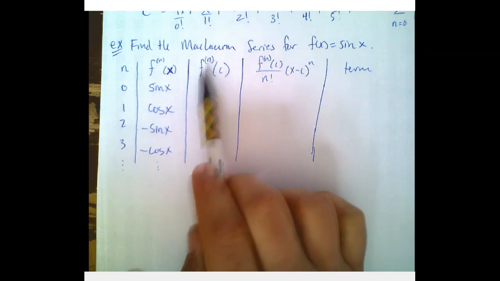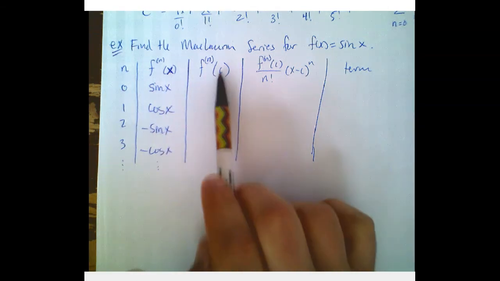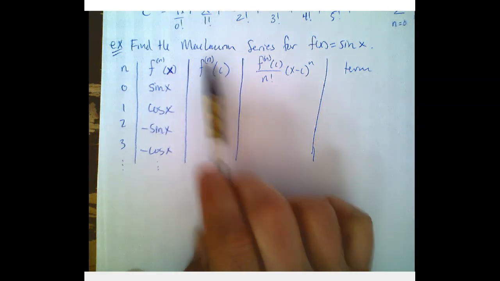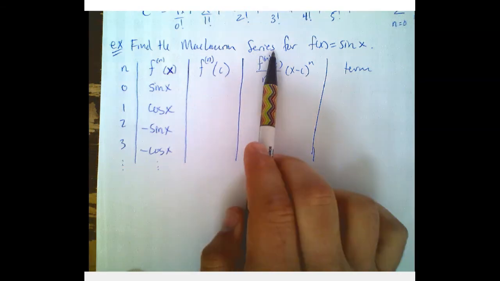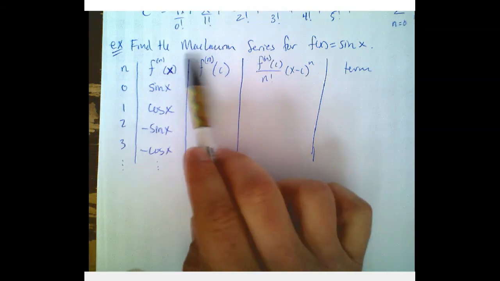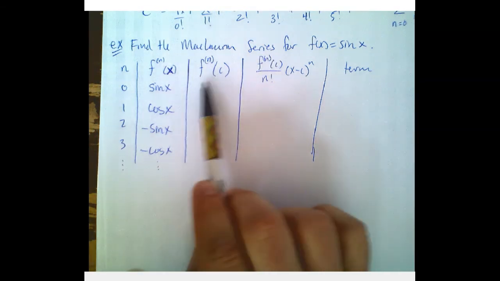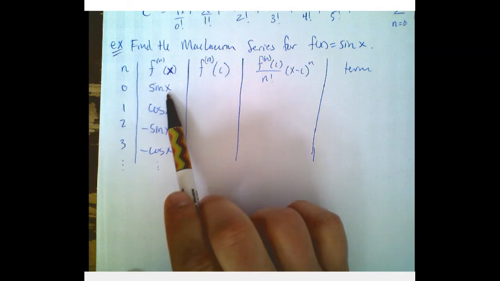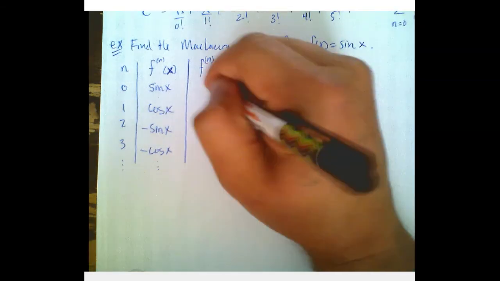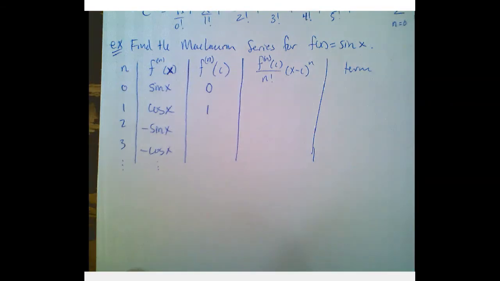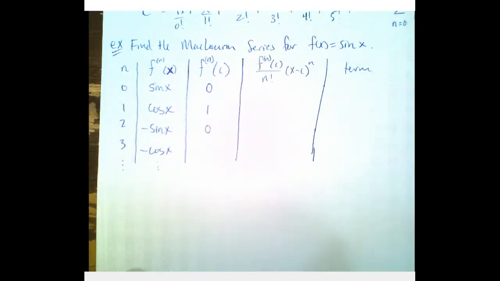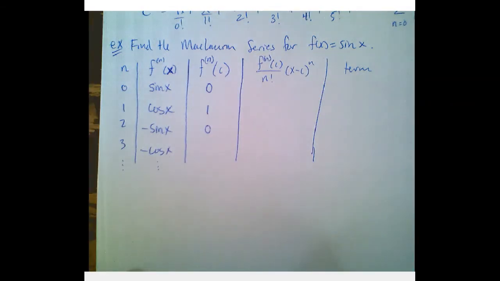All right, now we need to evaluate these derivatives at c. And what is c here? c is 0 because this is a Maclaurin series, okay? So the Maclaurin series, the center is 0. So we plug in 0 here. Sine of 0 is 0. Cos of 0 is 1. Sine of 0 is 0. And cos of 0 is 1, so this guy is negative 1.